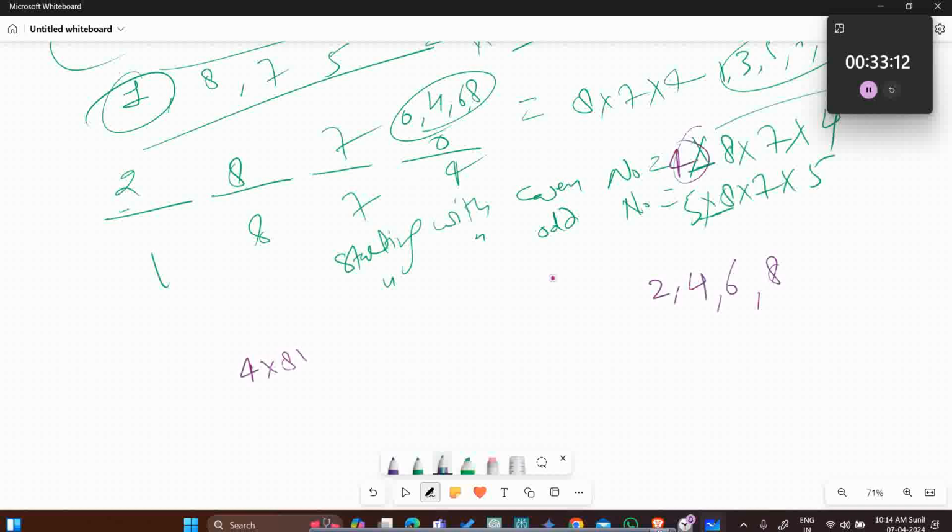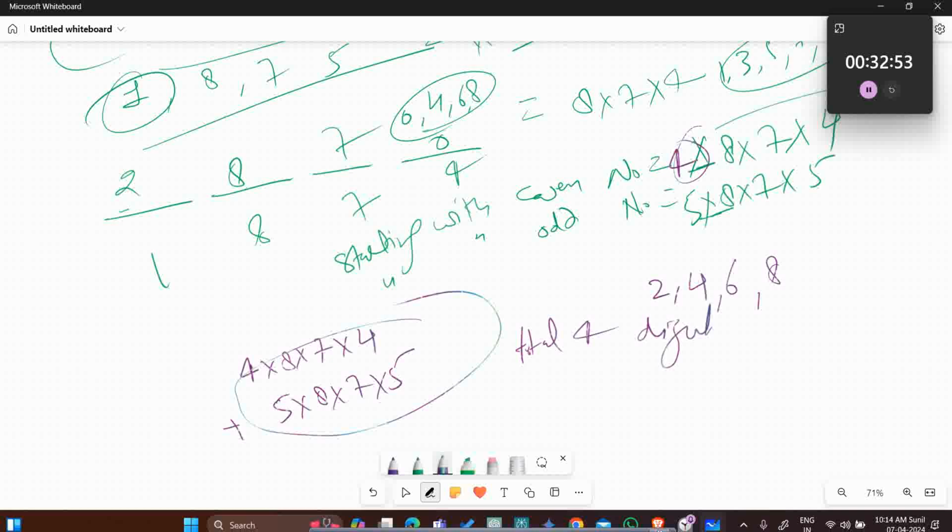So the answer is 4 into 8 into 7 into 4 plus 5 into 8 into 7 into 5. So this is the total number of 4-digit even numbers possible without repetition.